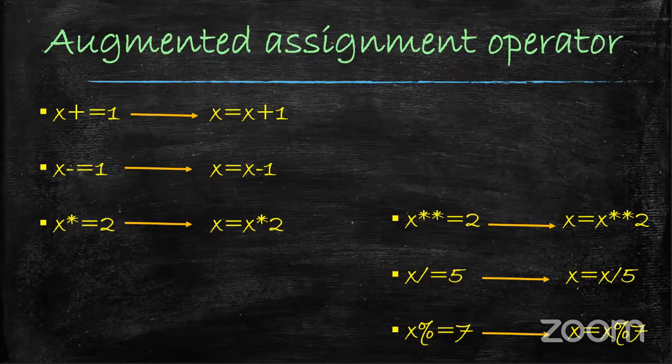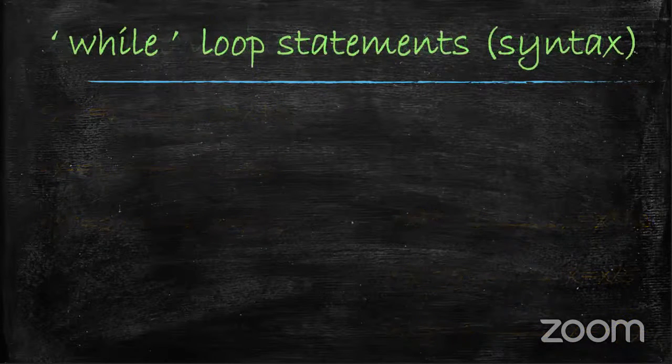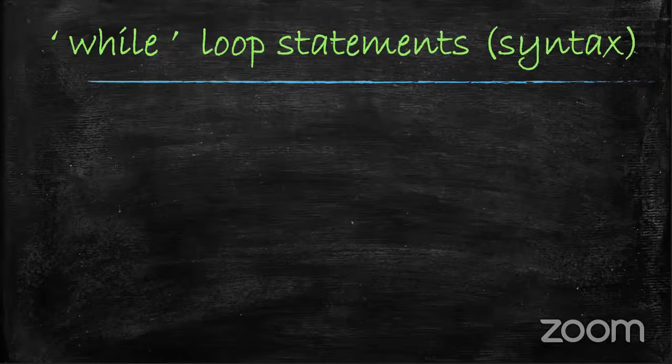Let's go ahead and look at actual code for the loop, and we'll put this augmented assignment operator on some variable inside the loop so that in a specific iteration, the condition will become false. Let's take the first loop, the while loop. A while loop is an indefinite loop, so how many times the iteration will happen cannot be predicted in advance.